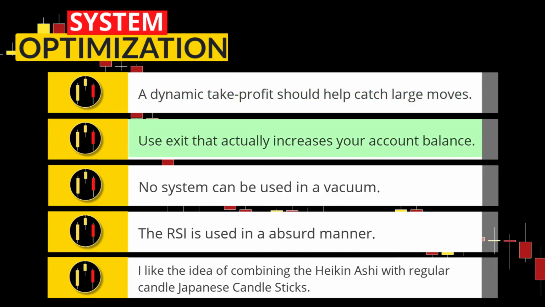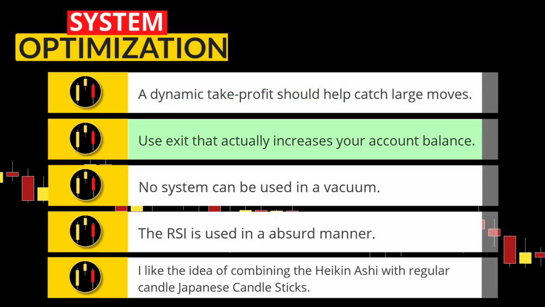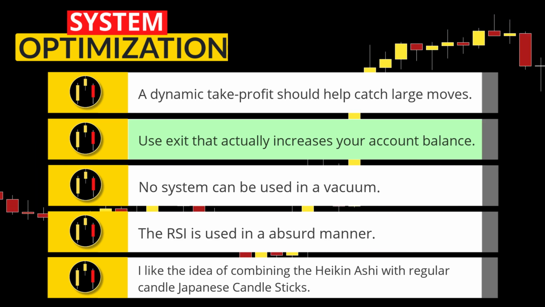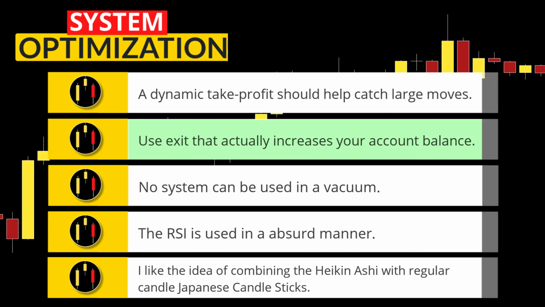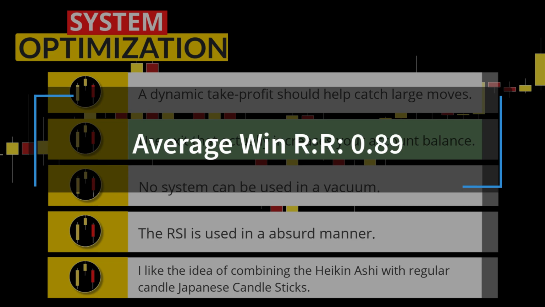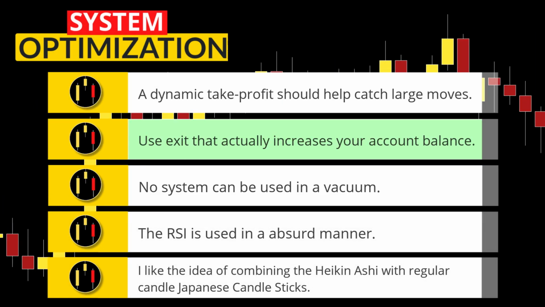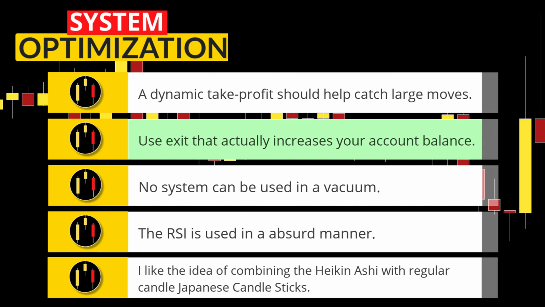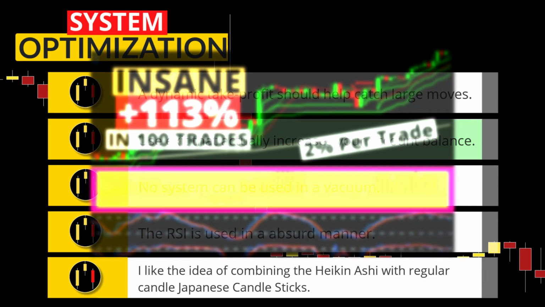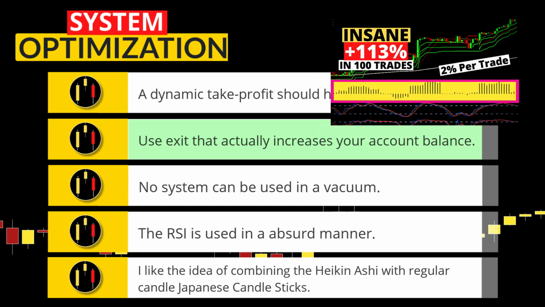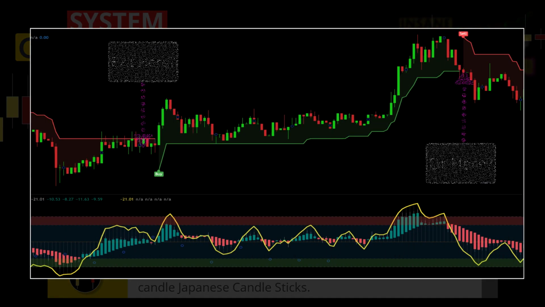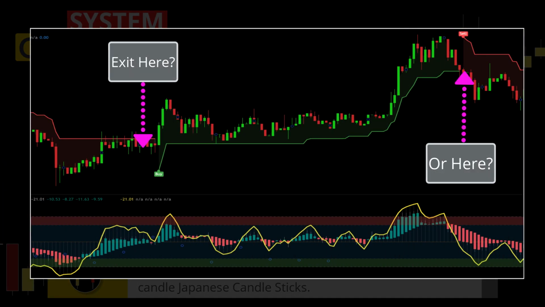Second, if you are going to use a dynamic take-profit system, it must provide the appropriate gains. The average risk versus reward for this system, removing all losing trades, was an abysmal 0.89. Instead of using this ridiculous method to get out of the position, you could use something like the super trend, which I featured in this video.